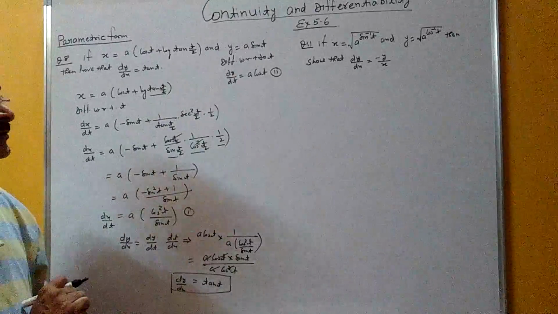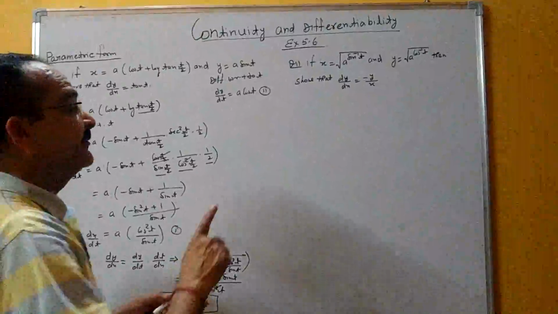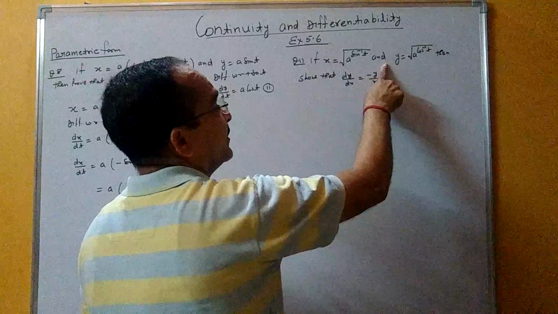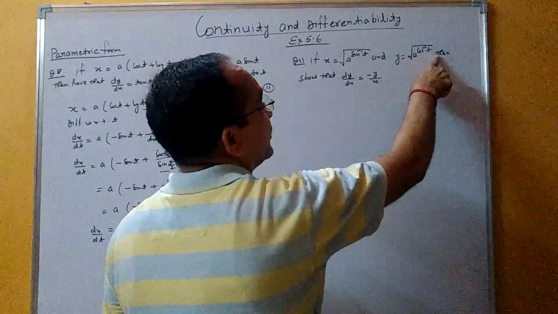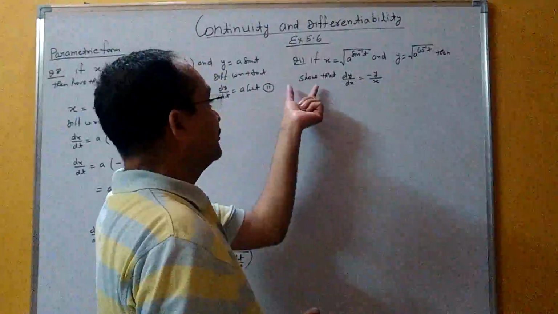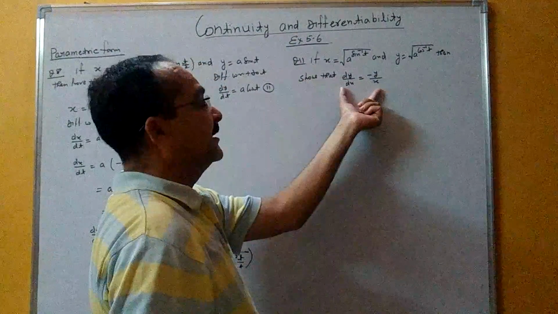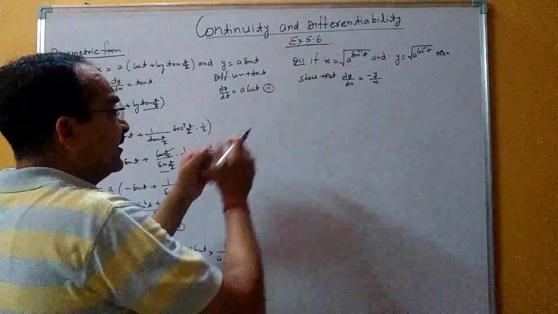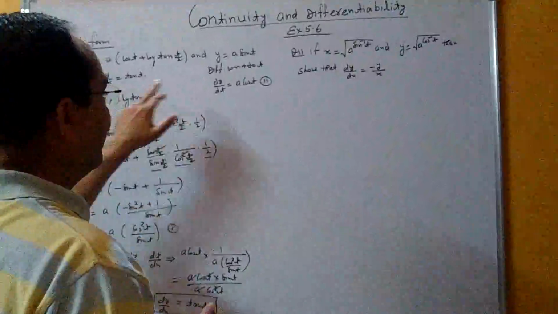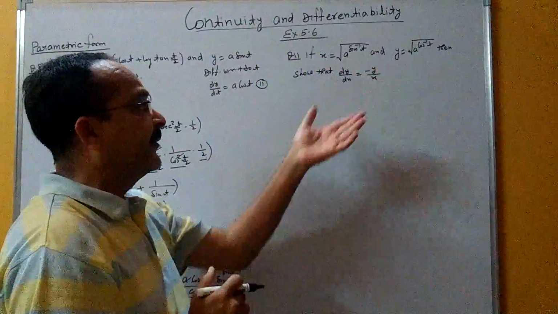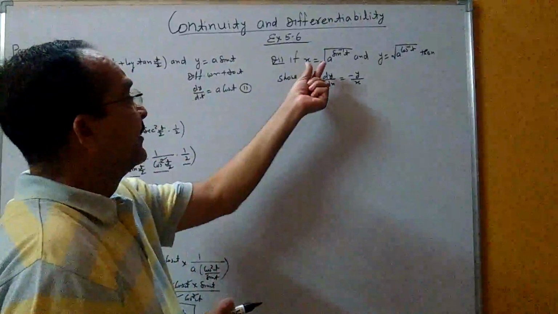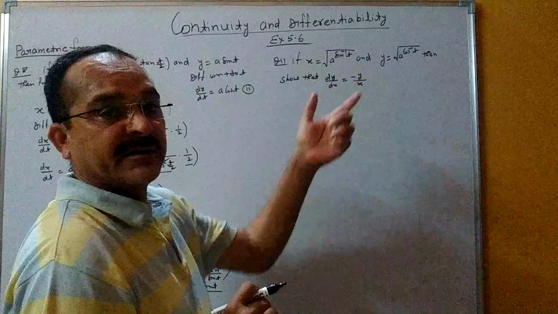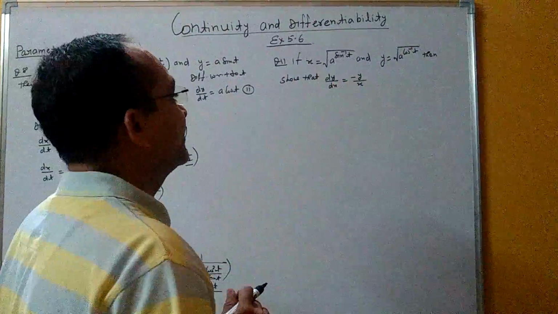Similarly, you see question number 11. Question number 11 is: x is equal to under root a to the power sin inverse t and y is equal to under root a to the power cos inverse t. Then prove or show that dy by dx is equal to minus y upon x. In this question we can apply the same method, or if we know some formulas related to exercise 2.2, we can also solve this question by a shortcut method. So you see the shortcut method.